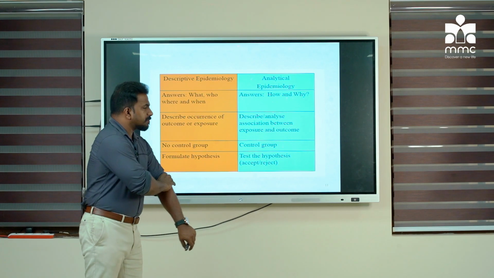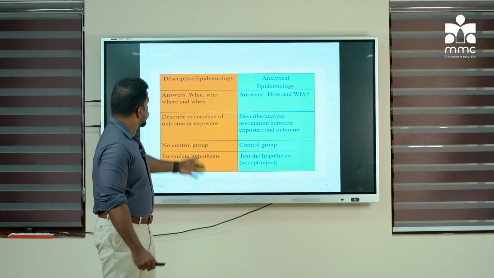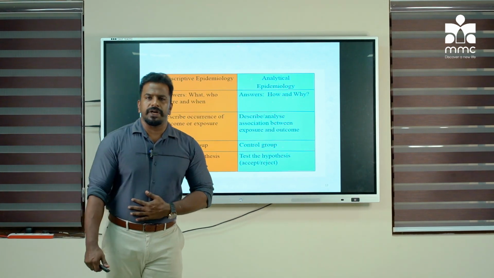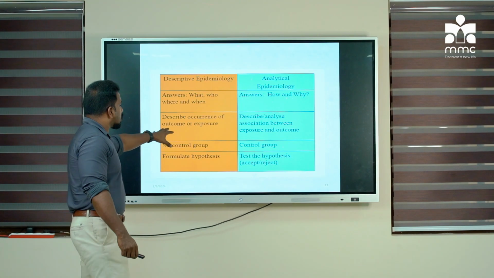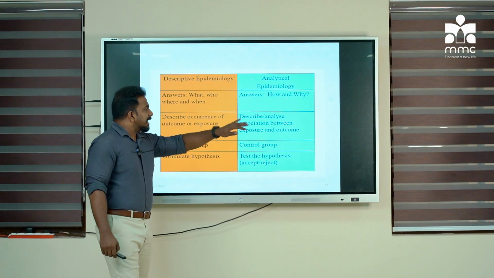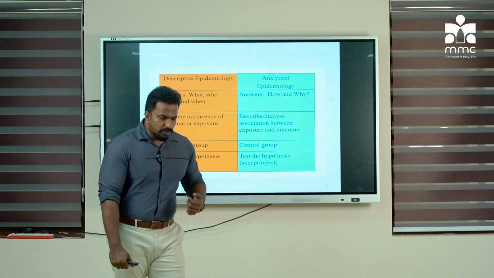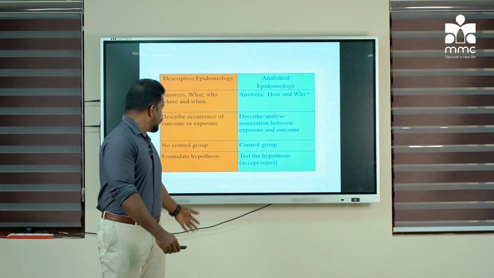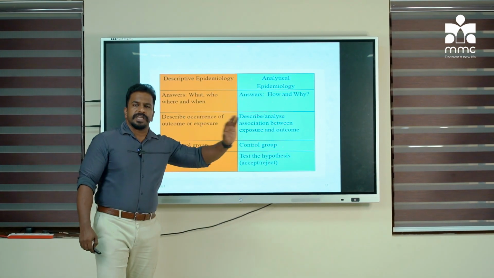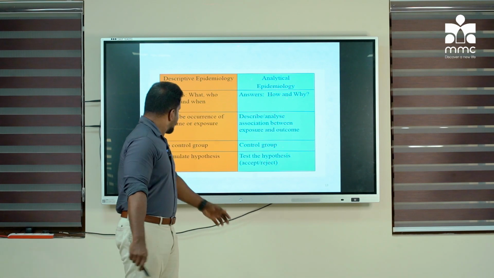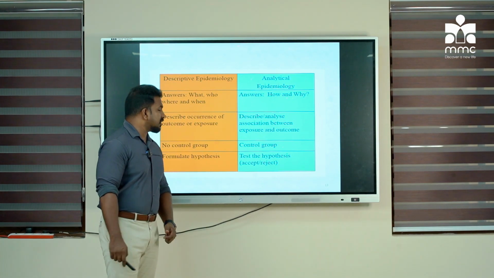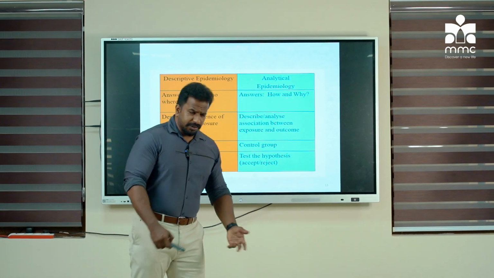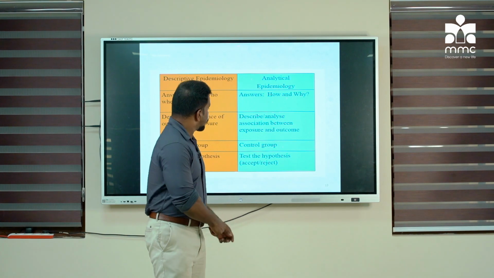So these are the main differences between descriptive and analytical epidemiology. Descriptive deals with what, who, where and when. Analytical will be dealing with how and why. Descriptive describes the occurrence of outcome or exposure; analytical analyzes the association between exposure and outcome. So if you want to find an association, we go for an analytical study. Here there is no control group in a descriptive study, whereas a comparison group will be there in the analytical study. Descriptive epidemiology is used to formulate a hypothesis, and analytical epidemiology is usually used for testing the hypothesis.